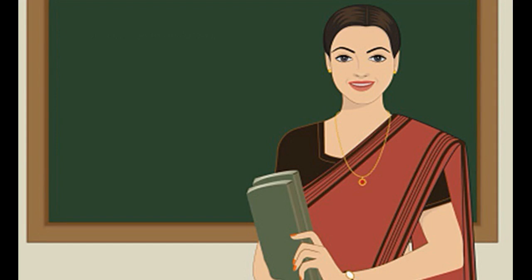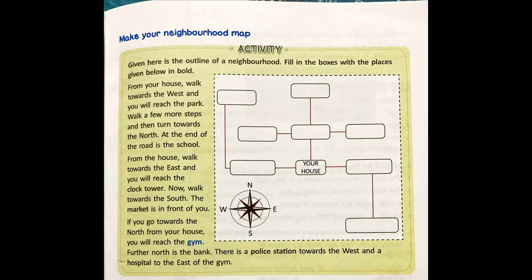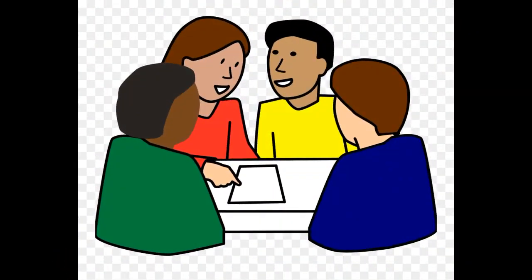Now Slaters, there is a mapping activity given on page number 81. I would like you all to try it once. You can discuss this activity with your EVS teachers during the GMeet sessions.